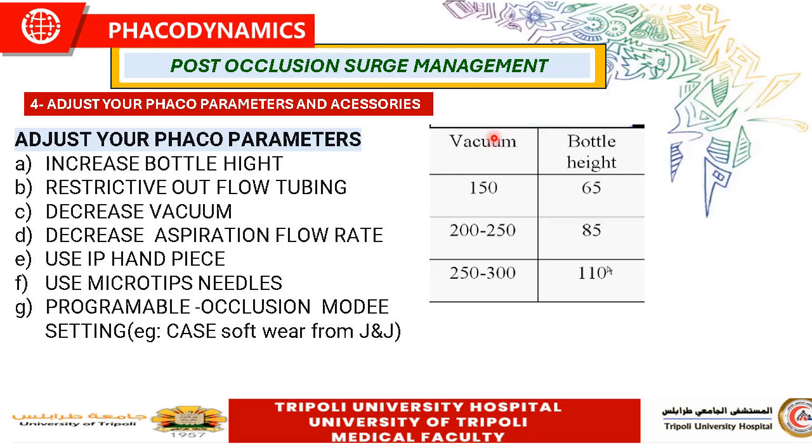So by this way, there will be no total cessation of the flow, and there is still some fluid coming even with total occlusion of the tip. Another modulation of the phaco needles to counteract the effect of post-occlusion surge is the creation of micro tips or micro needles that increase the outflow resistance, so that when we increase the outflow resistance along with an increase in the inflow of the irrigation fluid, all these factors will maintain the anterior chamber stability and prevent the collapse of the anterior chamber.